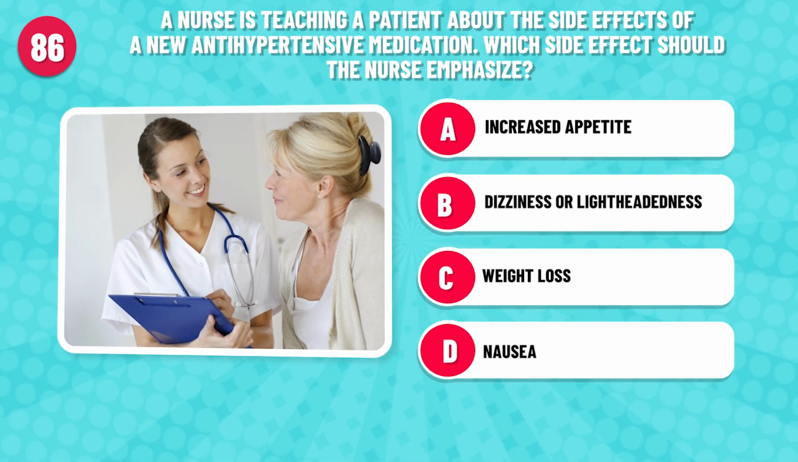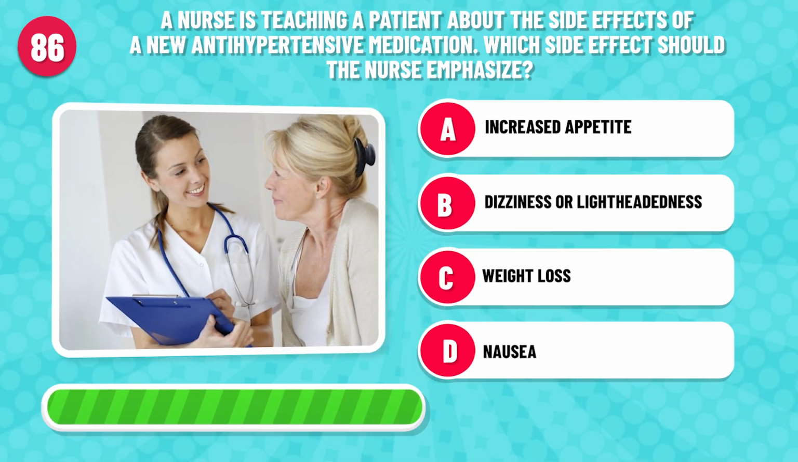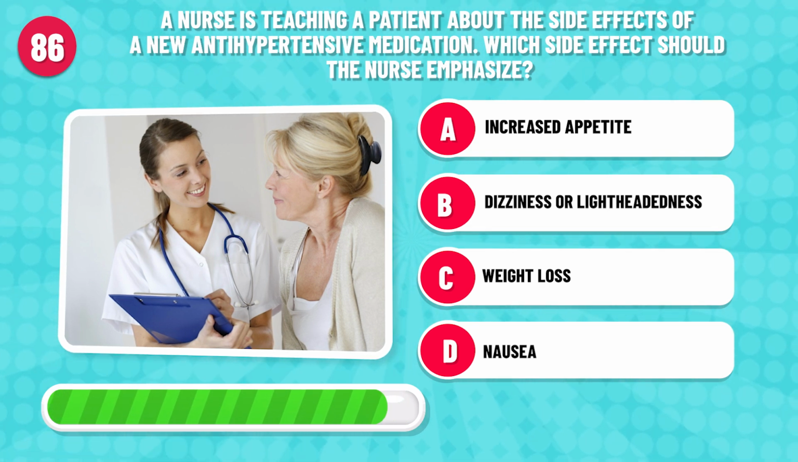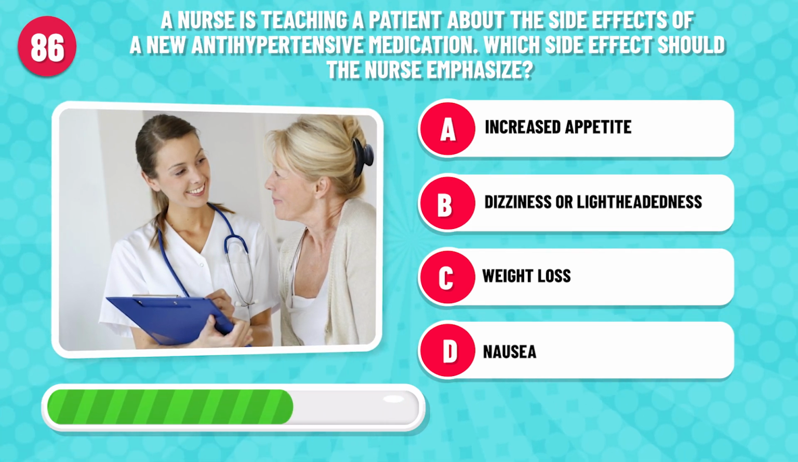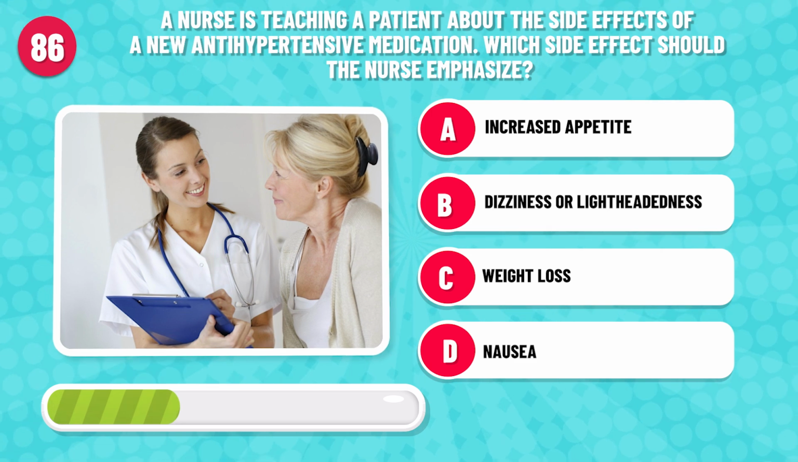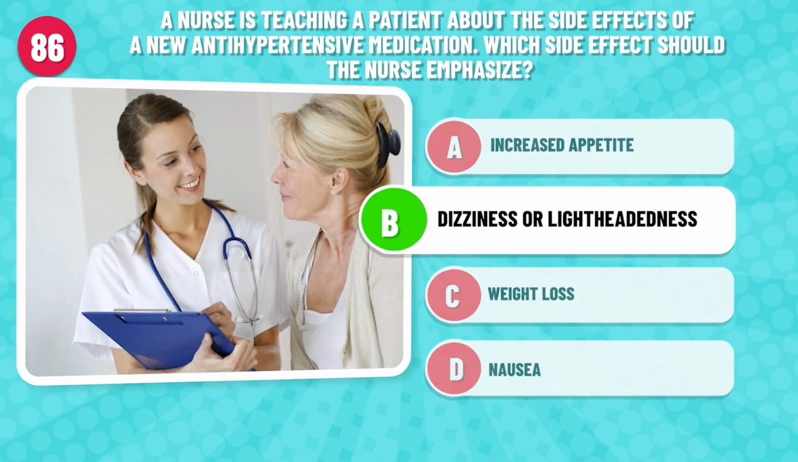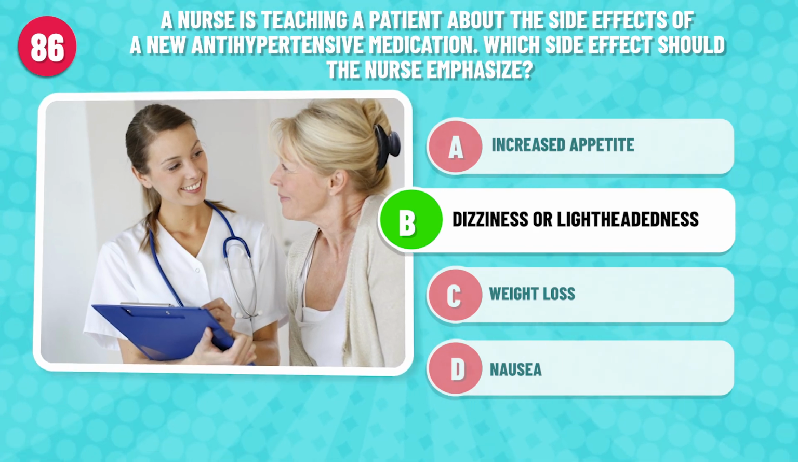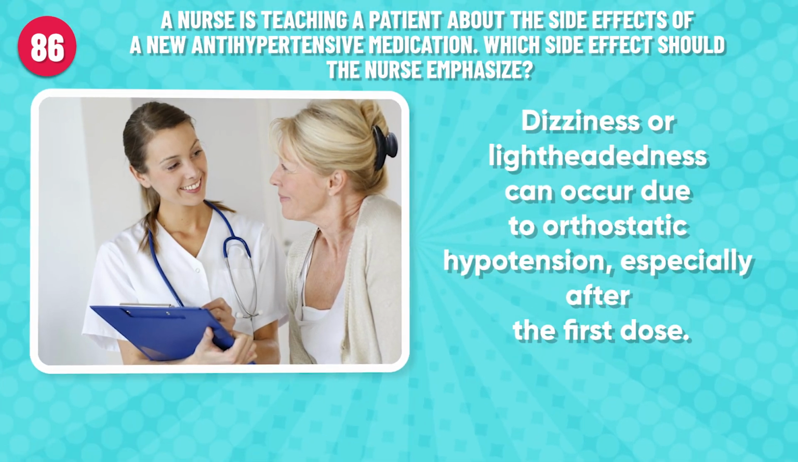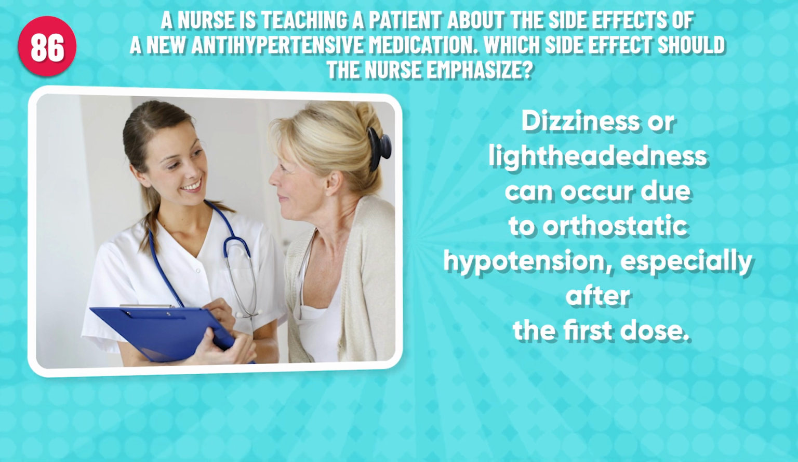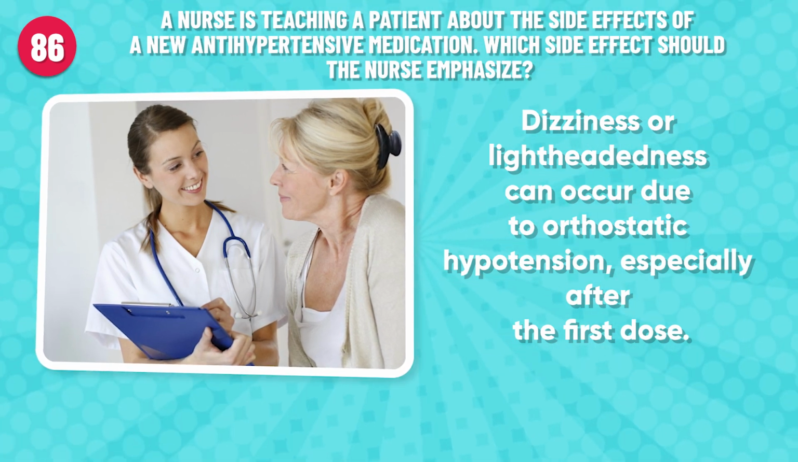A nurse is teaching a patient about the side effects of a new antihypertensive medication. Which side effect should the nurse emphasize? It's B. Dizziness or lightheadedness. Dizziness or lightheadedness can occur due to orthostatic hypotension, especially after the first dose.